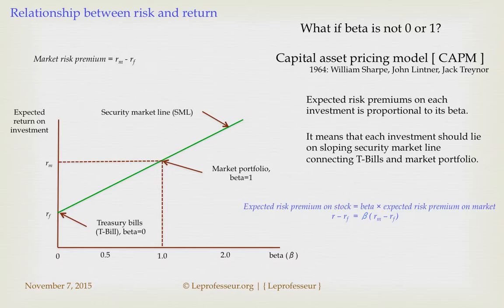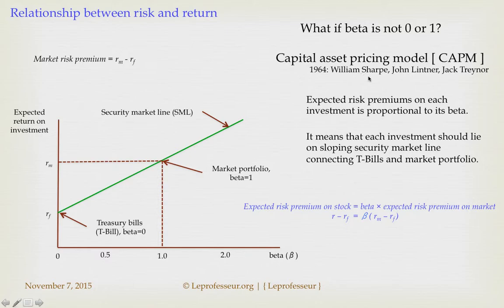What if your beta is not 0 or 1? What it means is how the return and the risk vary in between. So if we draw a line from RF, between RF and RM, and extend this line, this is called our security market line. Okay.